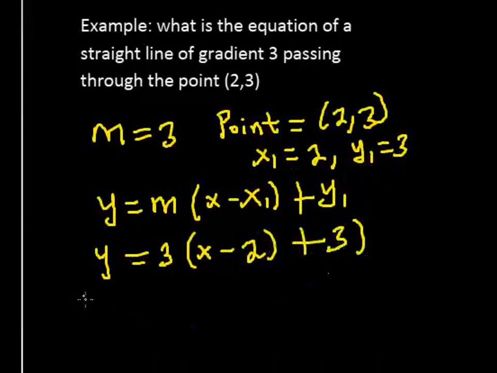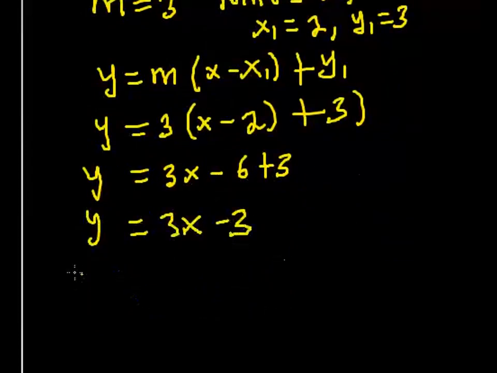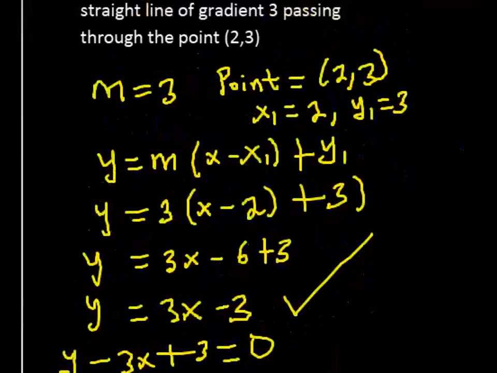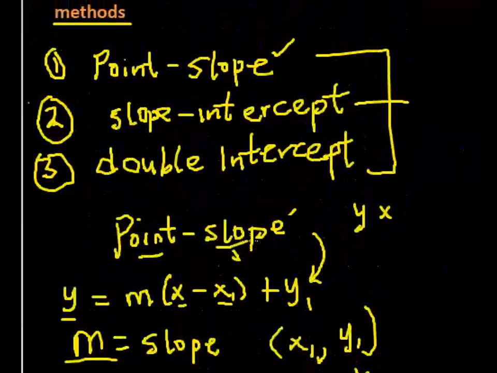So let's open this. 3 times x gives me 3x. 3 times minus 2 gives me minus 6, plus 3. So we evaluate minus 6 plus 3, that's minus 3. So y equals 3x minus 3. You can bring everything to one side, bring the minus 3x and the plus 3 across if you wish, or you can leave it this way, still the same thing. So that's how we evaluate an equation using the point slope method.